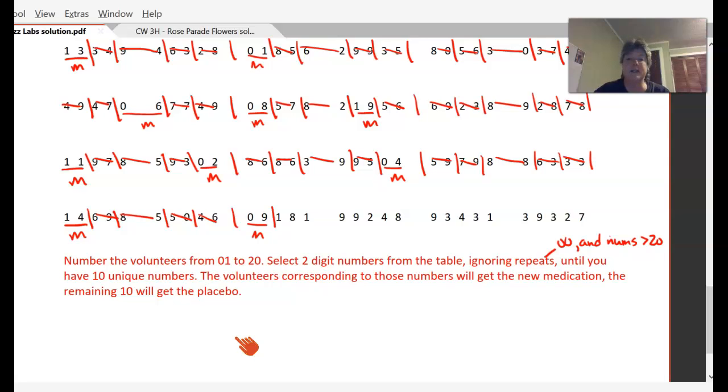So I'm going to take 2 digits at a time from the table. I'm going to ignore repeats. I'm going to ignore 0, and I'm going to ignore any numbers greater than 20. And as you can see, some of that was a little bit of an afterthought here. And we're going to stop once we have 10 unique numbers. And then the volunteers that correspond to those 10 numbers, I'll put them in the medication group. So they'll receive this new medication that we're testing, and the other 10 will get the placebo.